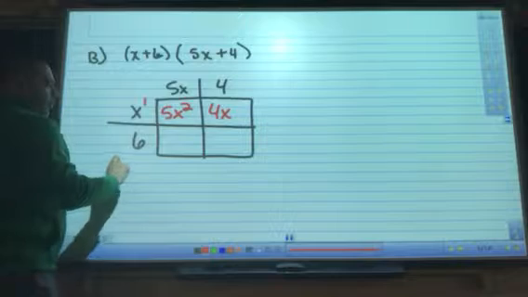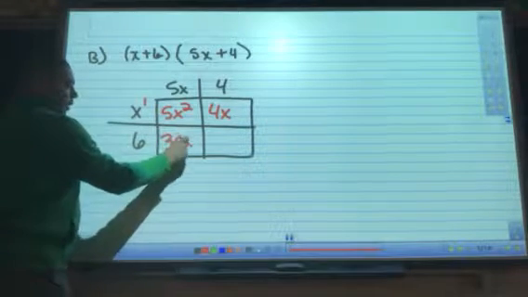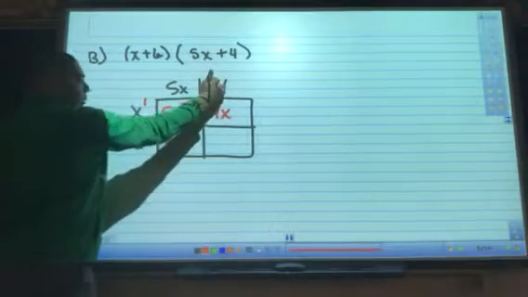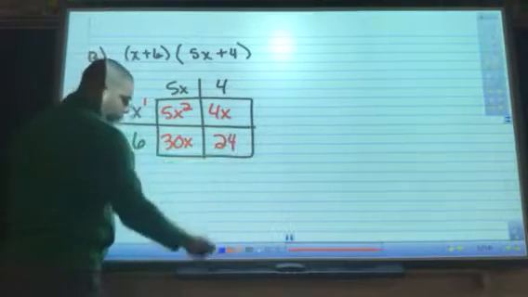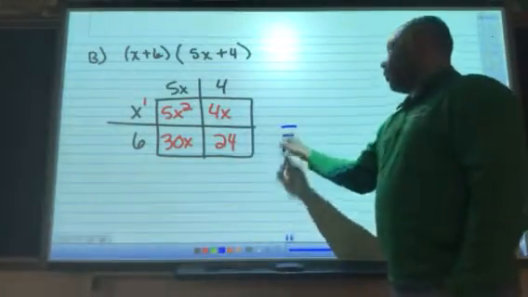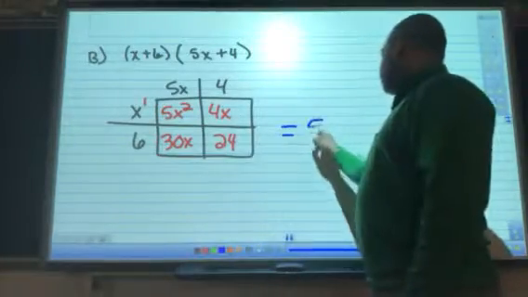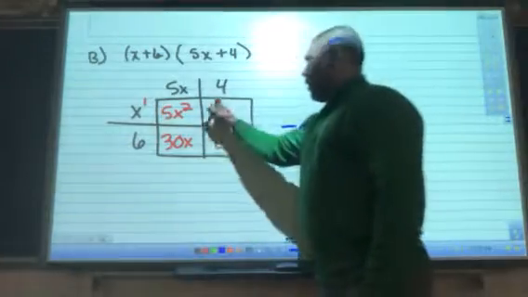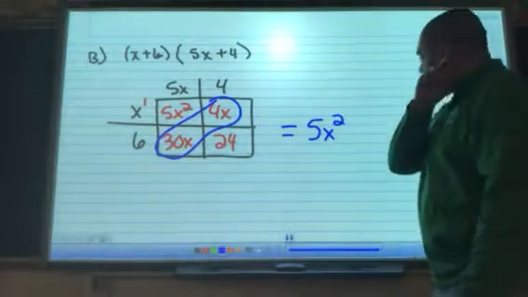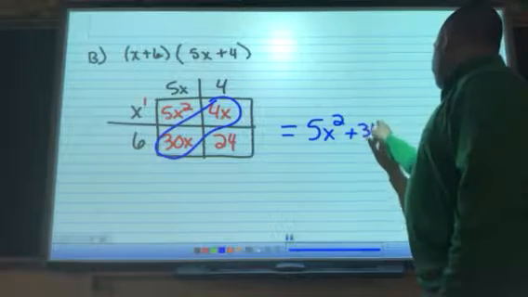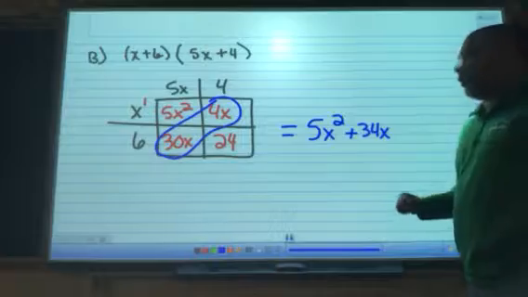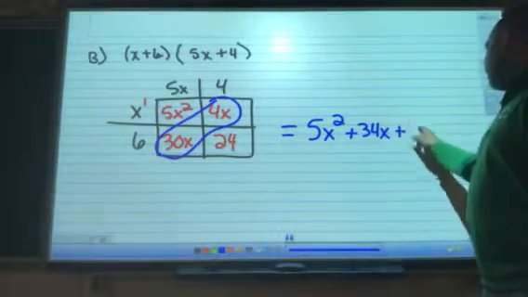6 times 5x is 30x. And don't forget those x's on there. Okay? And the last one, 6 times 4 is 24. Then I just need to combine my like terms and write my polynomial. So got 5x squared. My x's are like terms. I gotta add those up. 30x plus 4x is 34x. And notice I did not mess with the exponent because now I'm adding. I'm not multiplying anymore. And then the 24, drop it like it's hot.